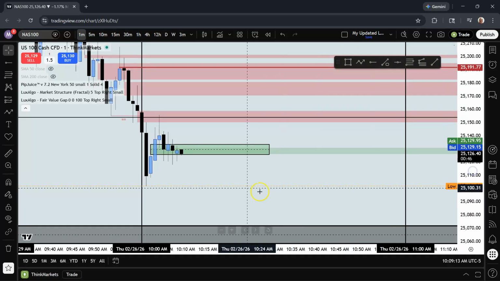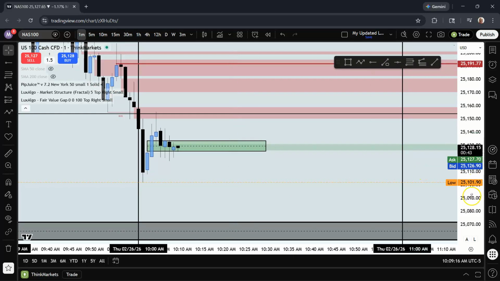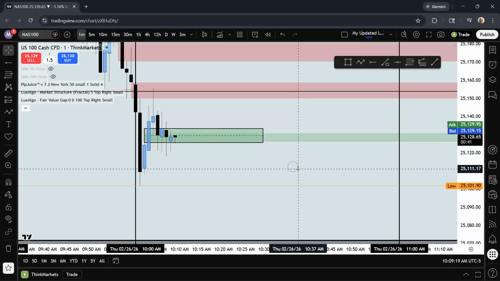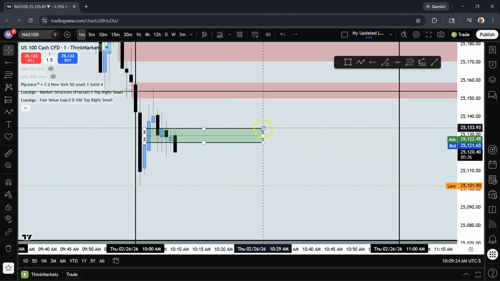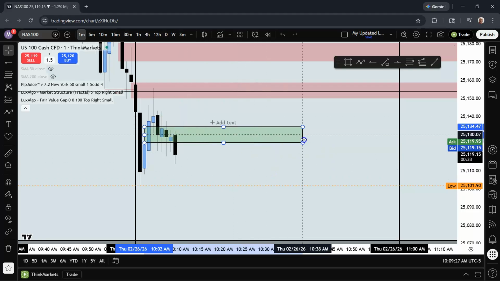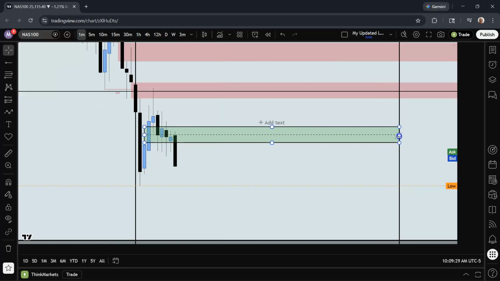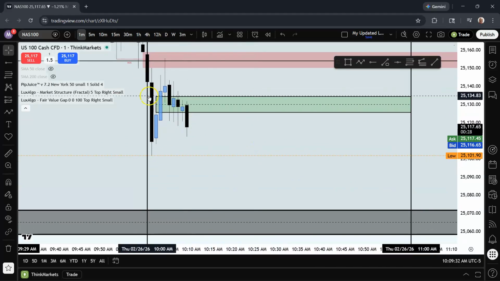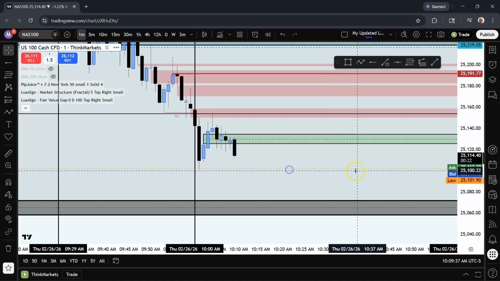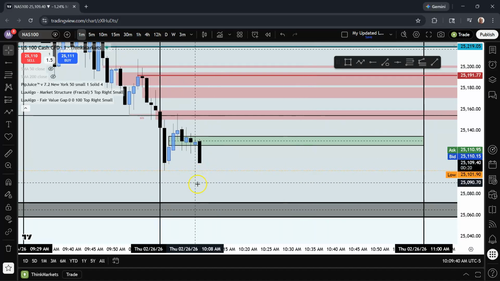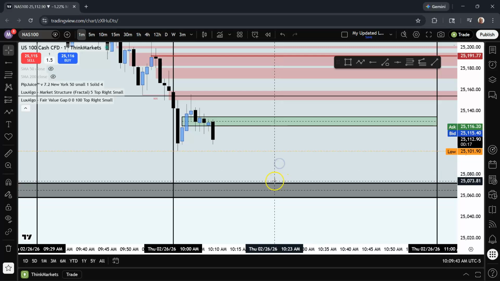Coffee's hot. Anyway, so we're still waiting. Stretch out that fair value gap, but as you can see, it's continuing its journey lower. You probably say, well, take a trade going down. No, I want to follow the higher time frames.